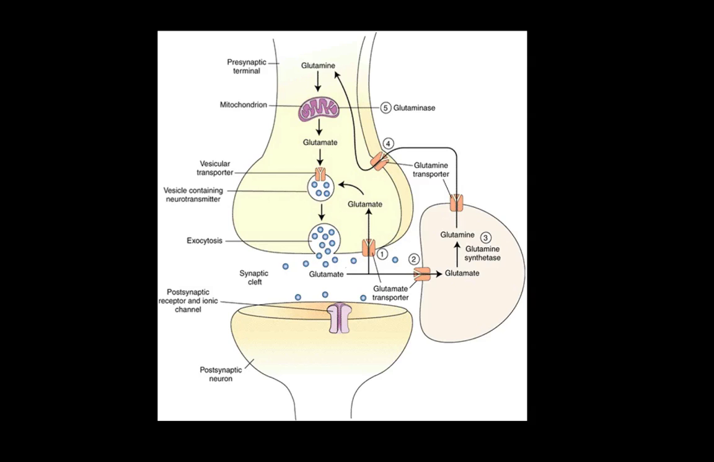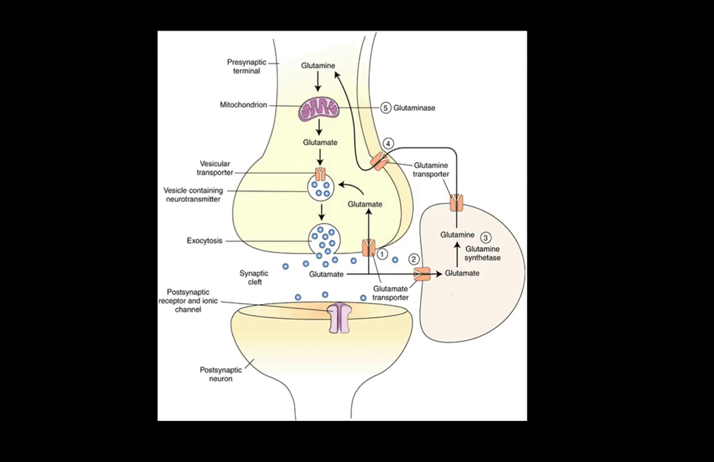So the glutamate, which is in the synaptic cleft here, some of the glutamate molecules could be taken up by these glutamate transporters. So glutamate can be taken up by the presynaptic terminal, or it can be taken up by the glial cell, both using glutamate transporters. Now when glutamate enters the glial cell, the glutamate is converted to glutamine via an enzyme, glutamine synthetase.